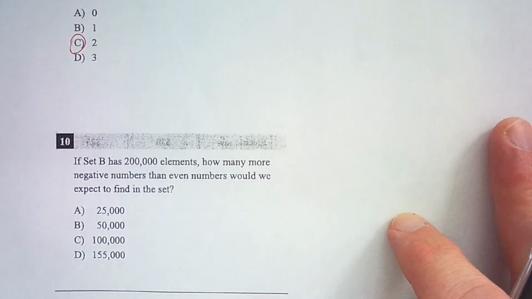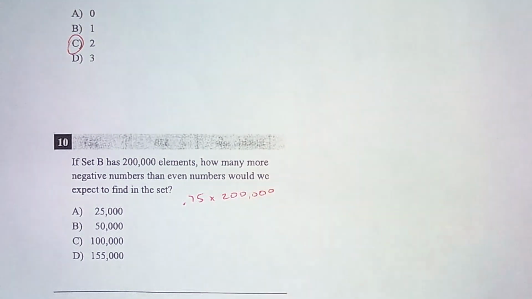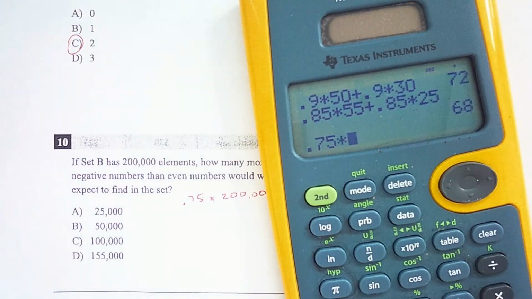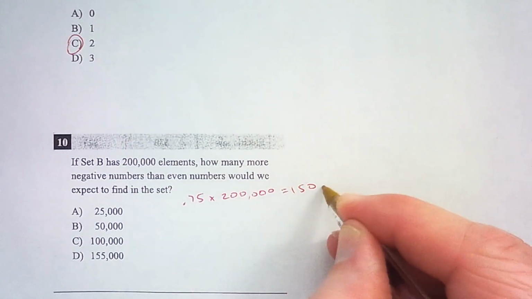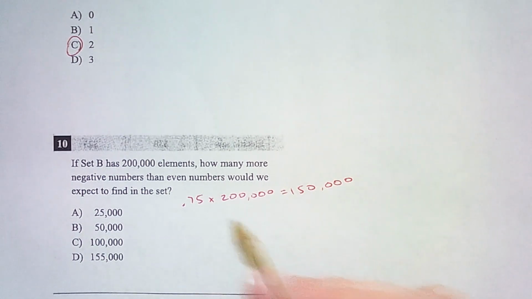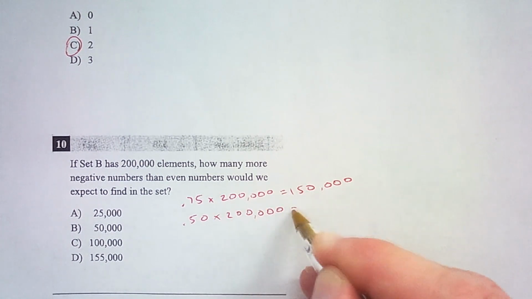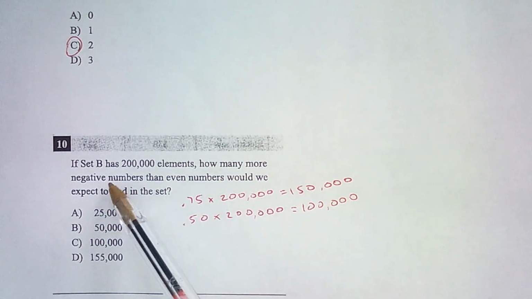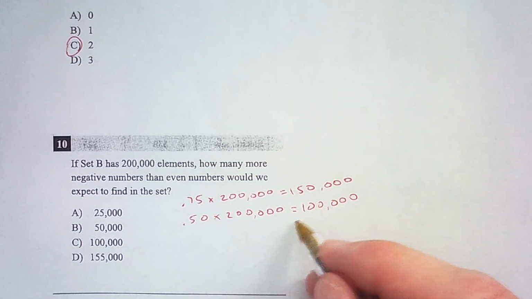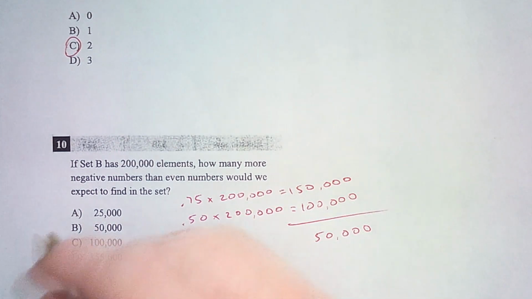Okay, so there were 200,000 elements. So 75% of 200,000, 0.75 times 200,000 is 150,000. And even numbers was 50% of the set. So 50% of 200,000, and that is 100,000. Okay, so how many more negative numbers than even numbers? So I will subtract these and get 50,000. There will be 50,000 more negatives than evens. That is option B.